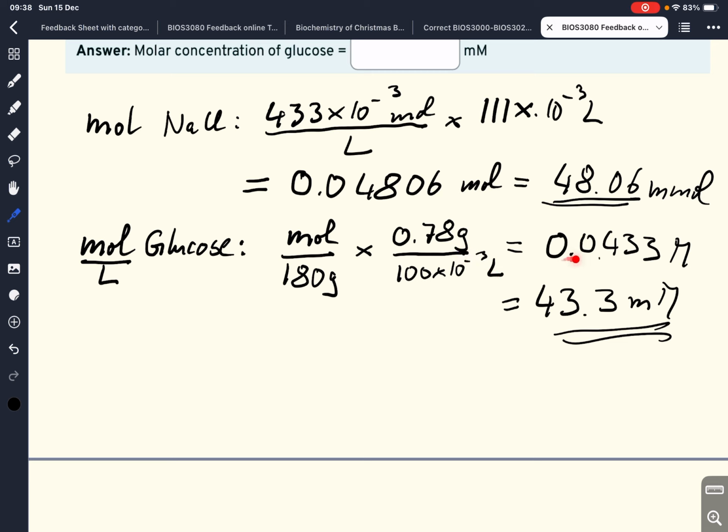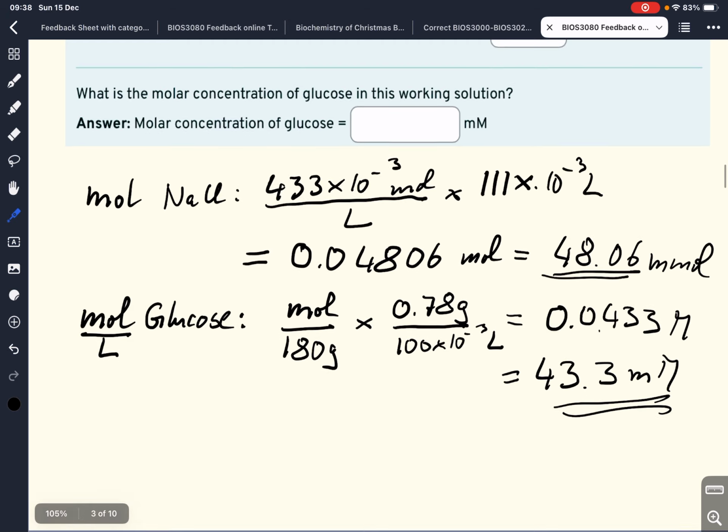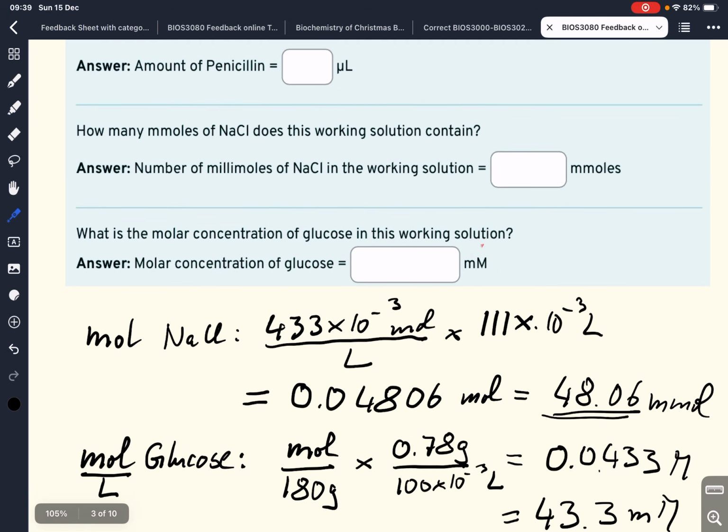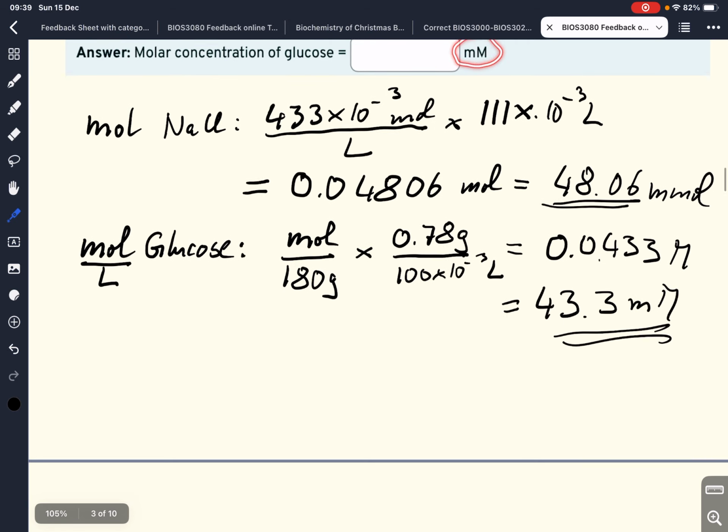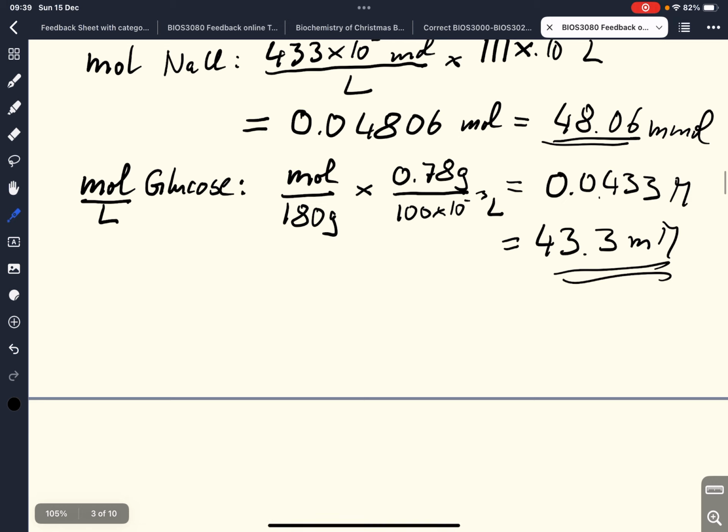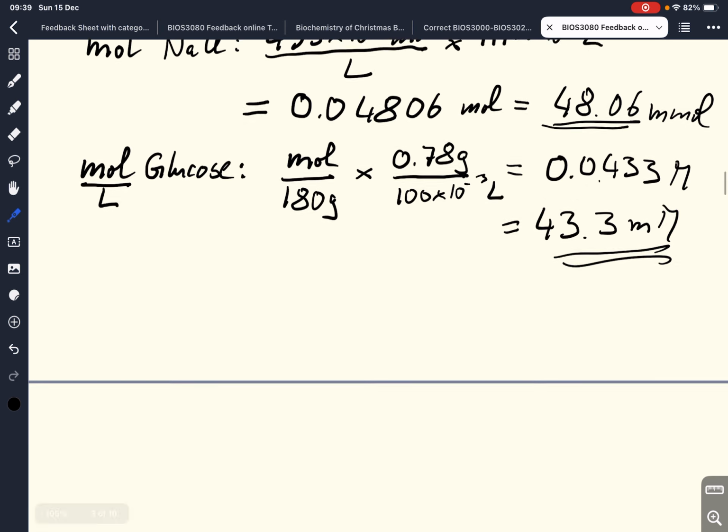So if we just put that into the calculator, we get a concentration of 0.0433 mole per liter, but we need to give our answer as millimolar, so we multiply that by 1,000, so that gives us 43.3 millimolar. That is the concentration of the glucose.